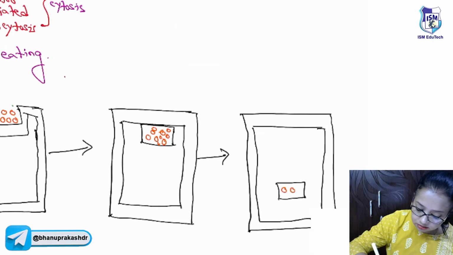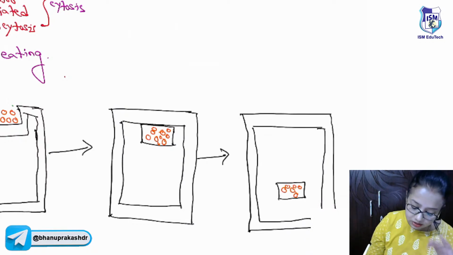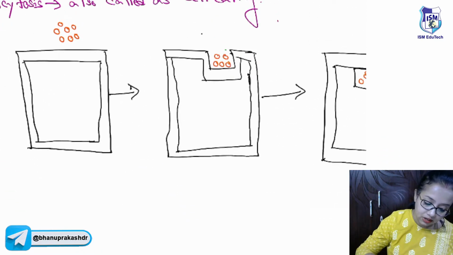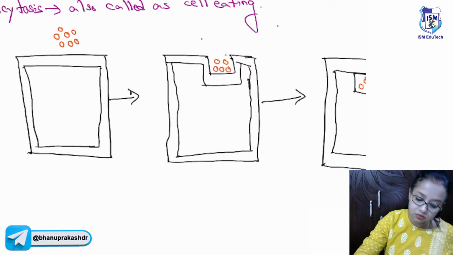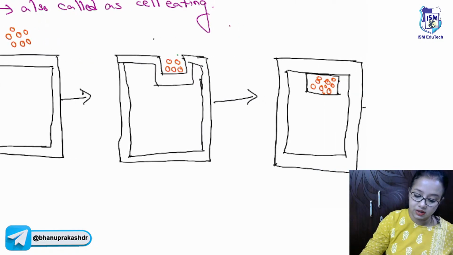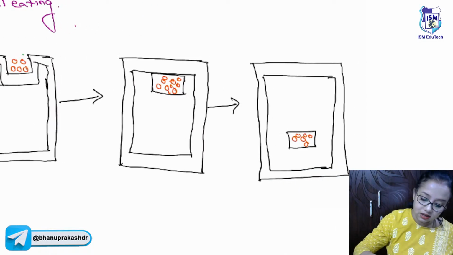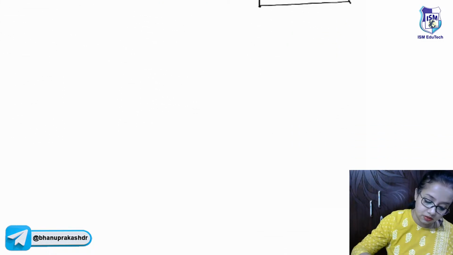Something like this. This is the phagocytosis. Now, for this whole process to happen, like binding of the substance, formation of that pit-like structure, engulfing of the substance, and ultimately the pinching of the substance inside the vesicle and then pushing it into the cytoplasm, it needs the support of certain proteins.